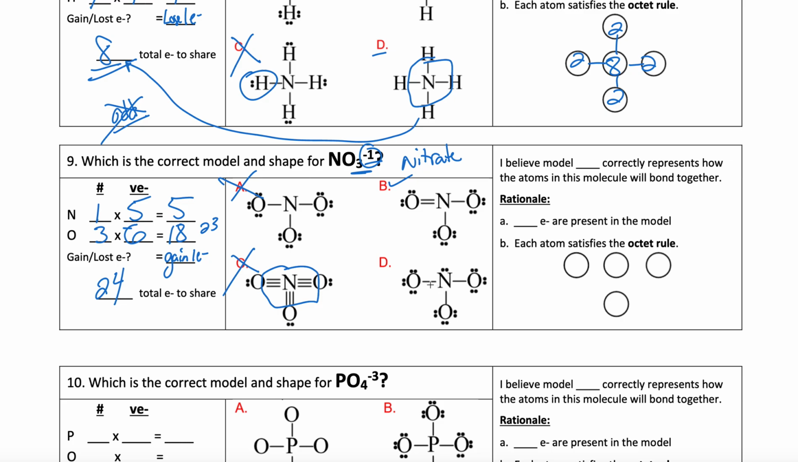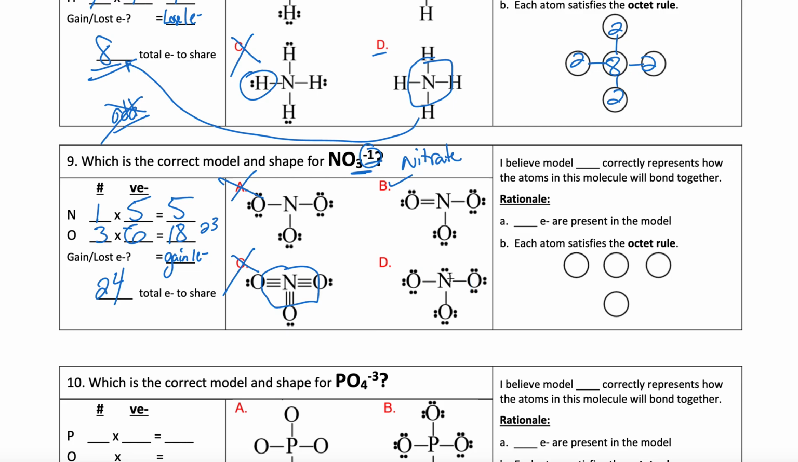And then look at this last one. That is 8. That's 8. That's 8. This center atom has 8. It's got 6 in the shared bonds and then 2 of its unshared. So that's 8.